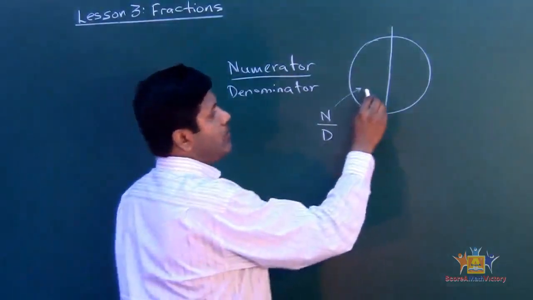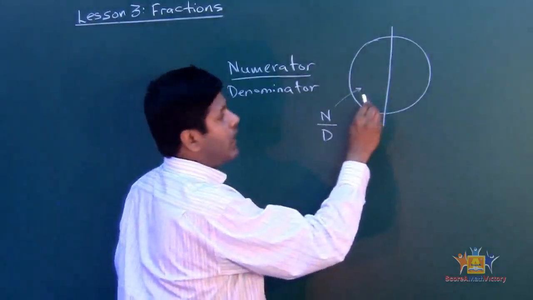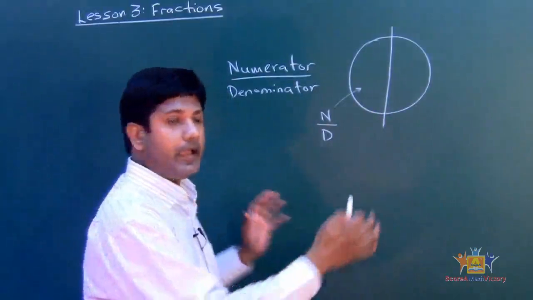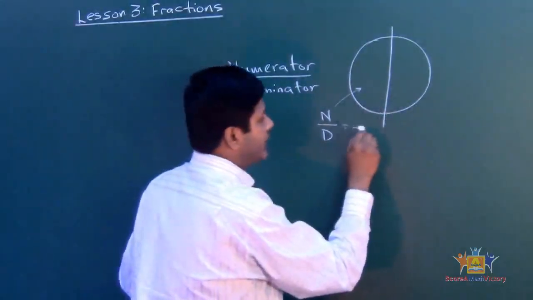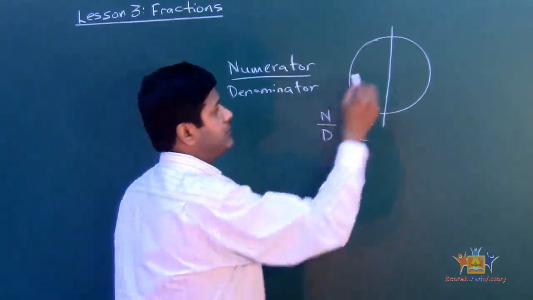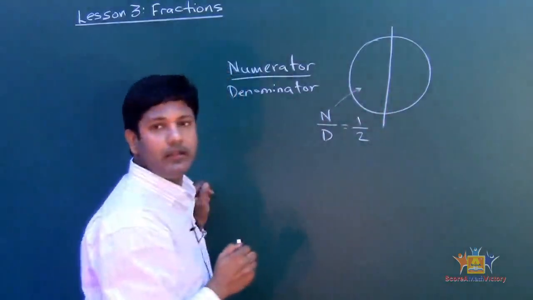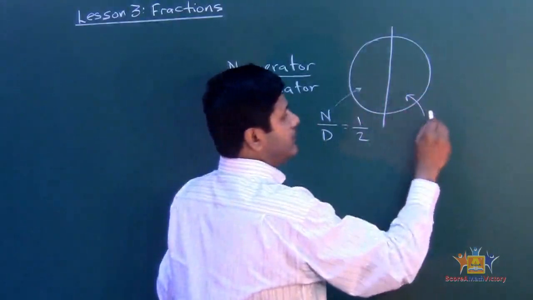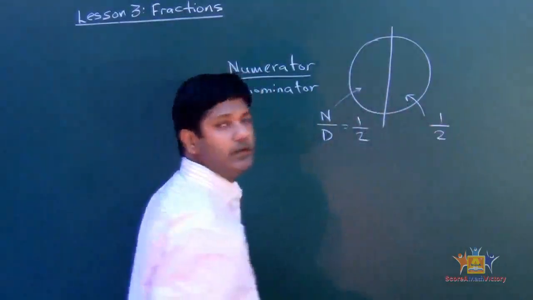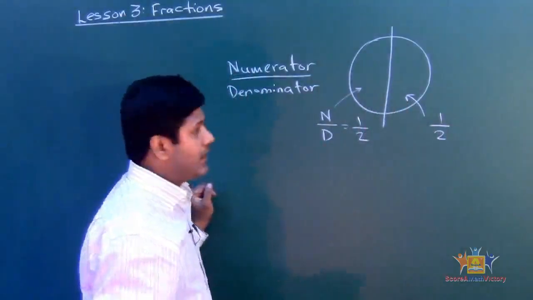The denominator represents how many parts I cut the whole pizza into. In this case, I cut it into two parts. And how many I'm picking is the numerator. I'm just picking one. Now how about this one? Same thing. There are two pieces and I'm only picking one.